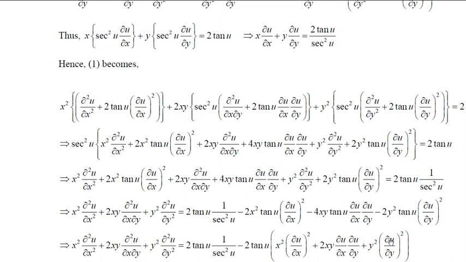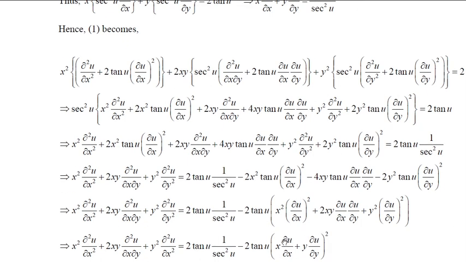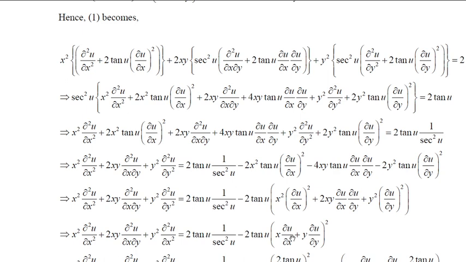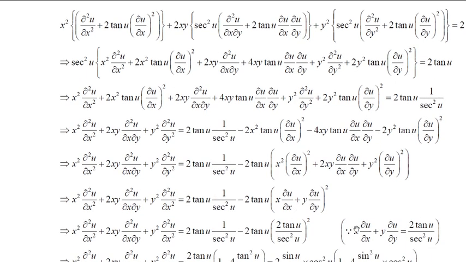here also. But see, that is nothing but the expansion of this a plus b whole square form. X into dou u by dou x whole square, you'll get this term, plus 2x into y into dou u by dou x into dou u by dou y, this, plus y into dou u by dou y whole square, this. So we can write this one in this form. Now you should note one thing. What is your x into dou u by dou x plus y into dou u by dou y?